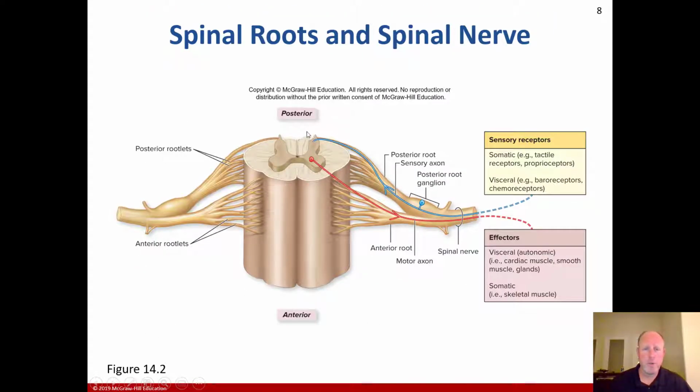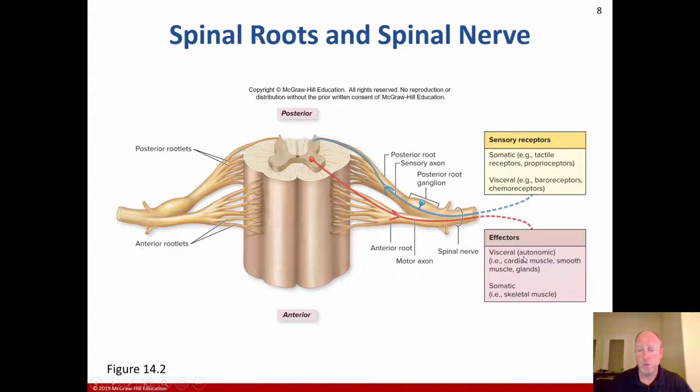So here we have our posterior rootlets, the posterior root itself, the sensory axon coming through, and the posterior root ganglion. This is the anterior root here. And then we have the spinal nerve, with the effectors coming more to the anterior, and the sensory receptors to the posterior. The somatic ones are the tactile receptors and proprioceptors, and the visceral ones are the baroreceptors and chemoreceptors, which we'll talk about in greater depth later on.